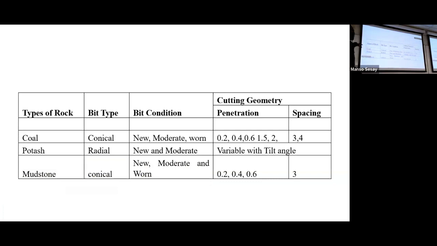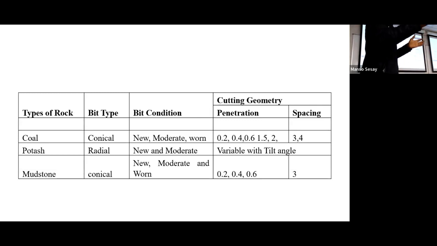Okay, now this is my test matrix in general. Of course, as I said earlier on, I'll be looking at coal, porridge, and mudstone, looking at two different bits, conical and radial, and the bit condition, because I'm looking at three stages of the bits: new, moderate, and worn for the coal, all of them, and you can see there. And then the cutting geometry actually determines the advance rates, because it determines how those machines cut the face and how they go.